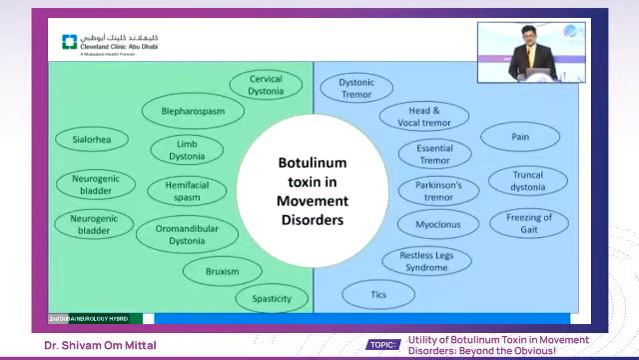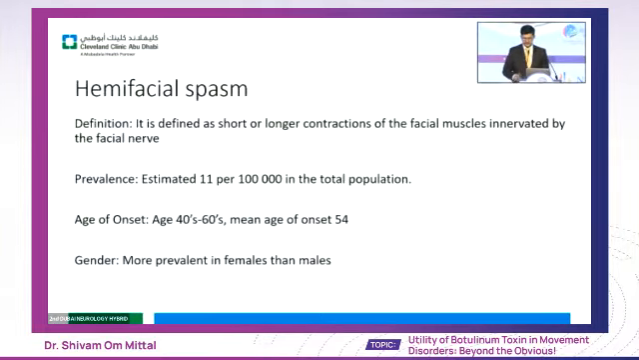Now, on the right side is not the obvious. I will be touching on all these topics very briefly because we have limited time, but mostly on the tremor conditions, which is my area of interest, pain conditions, truncal dystonia, restless leg syndrome, tics, and freezing of gait, possibly. So hemifacial spasm is the most common condition that I see in my movement disorders clinic.